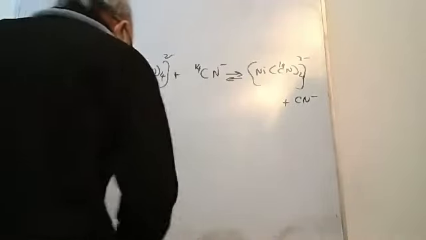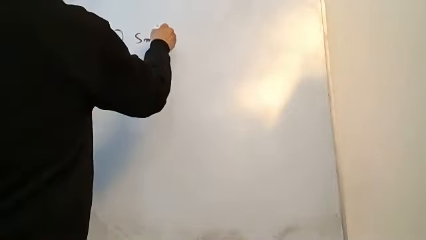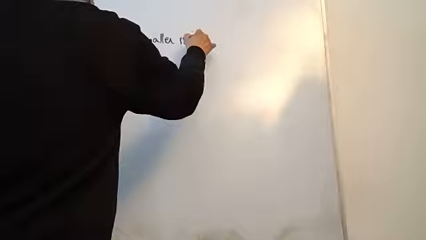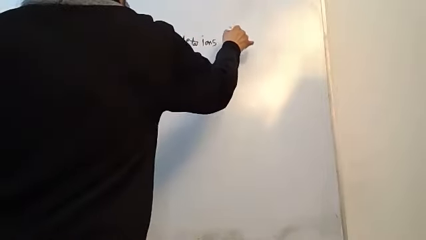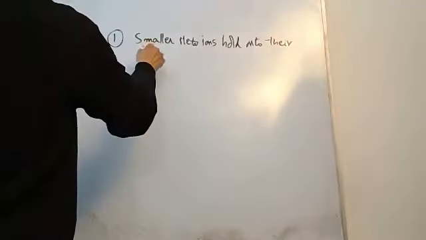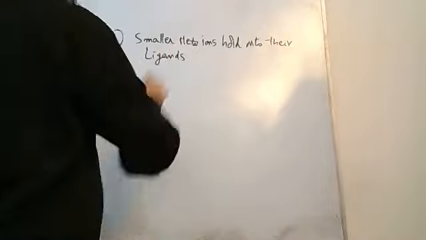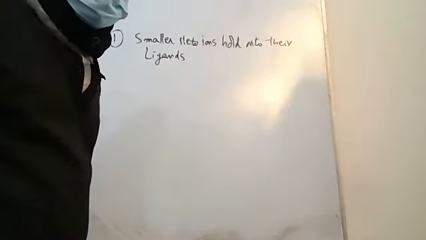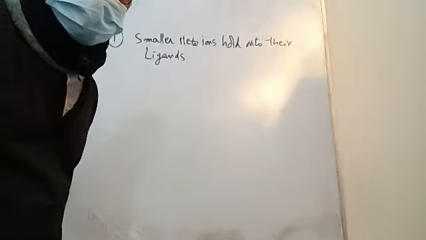So let's write down the rules for predicting the lability or the inertness of complexes. Rule number 1: smaller metal ions hold on to their ligands. What do you expect? They hold on to the ligand strongly or weakly?